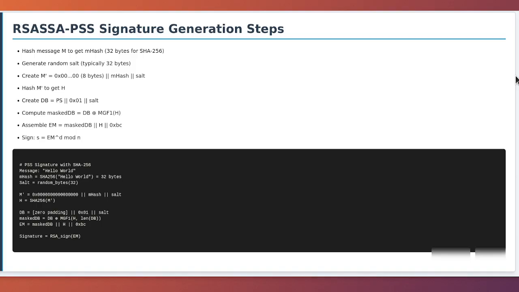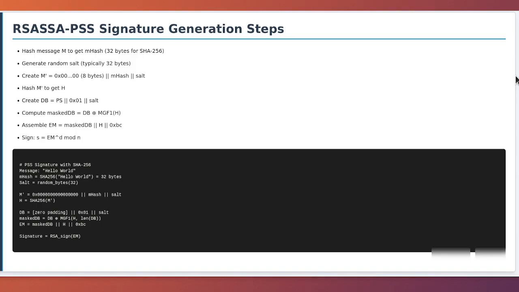Step 2 constructs the M' structure. This structure consists of 8 zero bytes, followed by M hash, then followed by salt. You then hash this entire M' structure. The result is H, which is 32 bytes for SHA-256. The 8 zero bytes at the beginning are a security measure that ensures the hash input is structured properly.